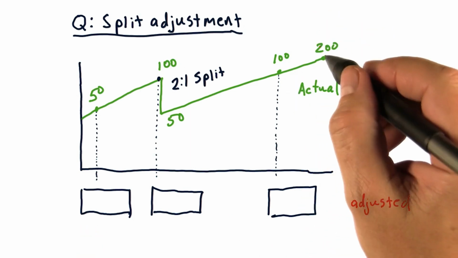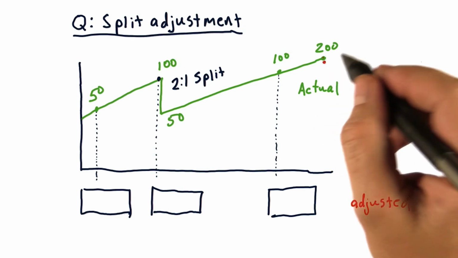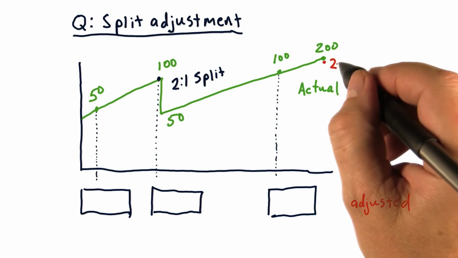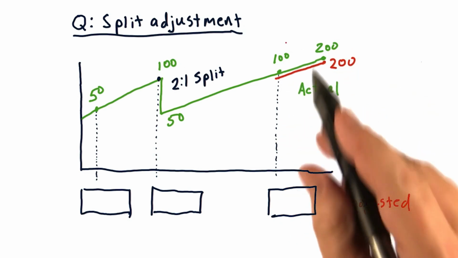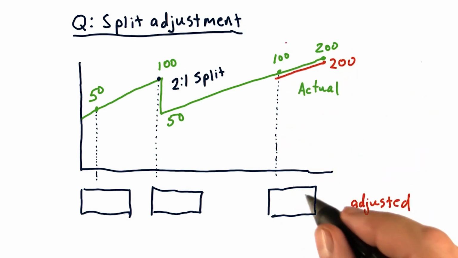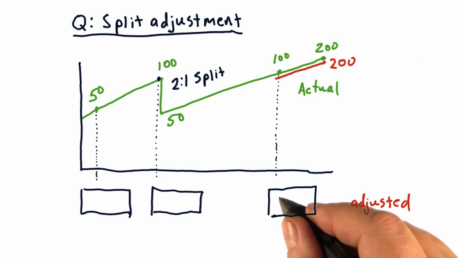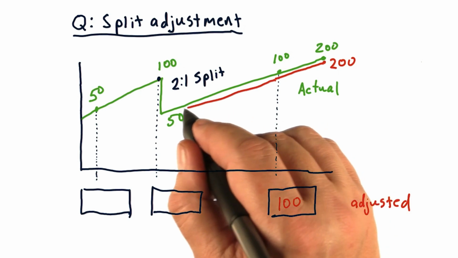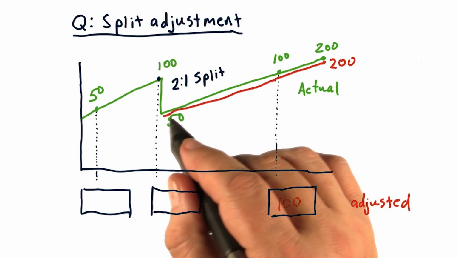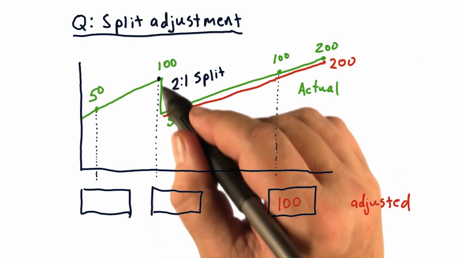So let's start over here. Going back from today, our adjusted price is the same as the price today. So as we go back and we get to this day where there's $100 in the actual, there's no change. It's still $100 also for the adjusted. Okay, we go back further. On this day of the split, again, no change. That would have been $50.